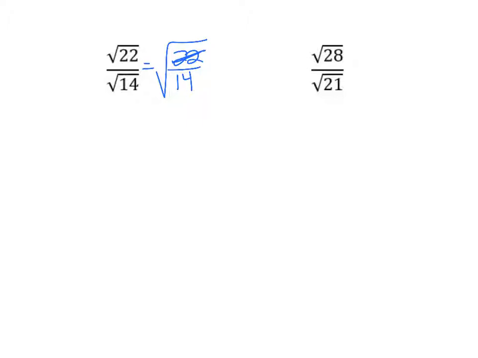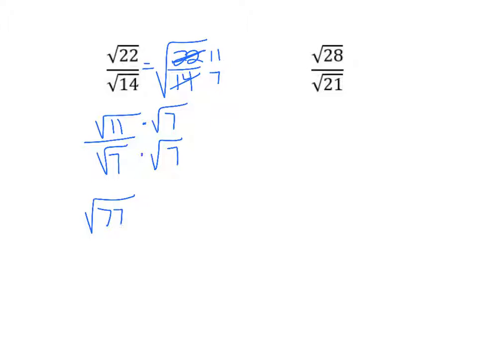22 could reduce by 2, that'd be an 11. 14 could reduce by 2, that'd be 7. So I'm going to clean this up, make my numbers smaller again. Square root of 11 over a square root of 7. Now I'm going to work on rationalizing, multiply by the same thing that I have in the denominator, root 7, root 7. I'm left with a square root of 77 over 7. Nothing reduces. I'm done.